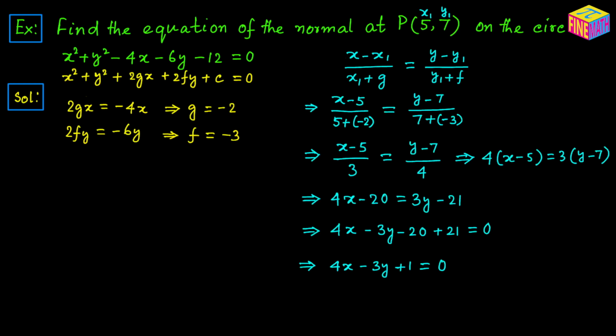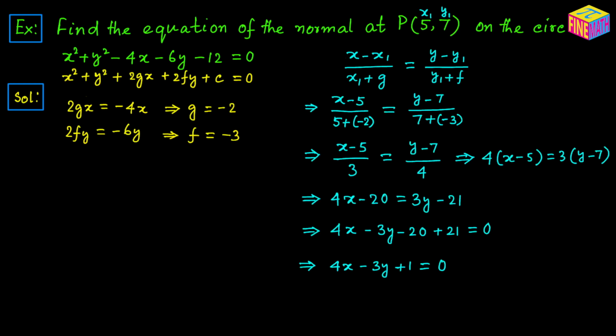And this equation must satisfy two points, right? The point P and also the center of the circle. So let's first try the coordinates of point P on this equation. If we use 5 in place of x and 7 in place of y, it would be 4 times 5, that is 20, minus 3 times 7, that is 21. So 20 minus 21, that is negative 1, and then we have a plus 1, so that becomes 0. That means the coordinates of the point P are satisfying this equation.